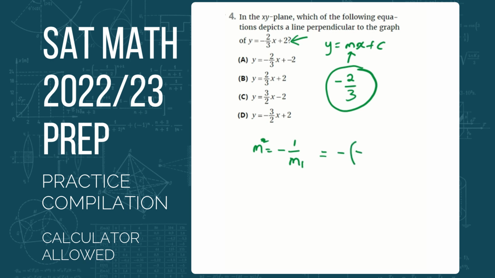Negative, and let's do the reciprocal here, which will give me just 3 over 2. The slope of the new line, m2, will be equal to 3 over 2. And we can see the slope here, positive 3 over 2, in C.